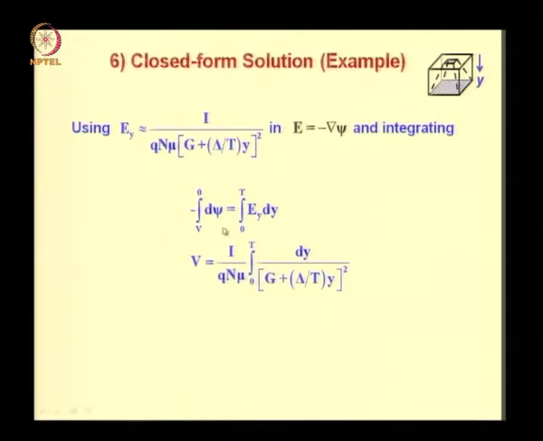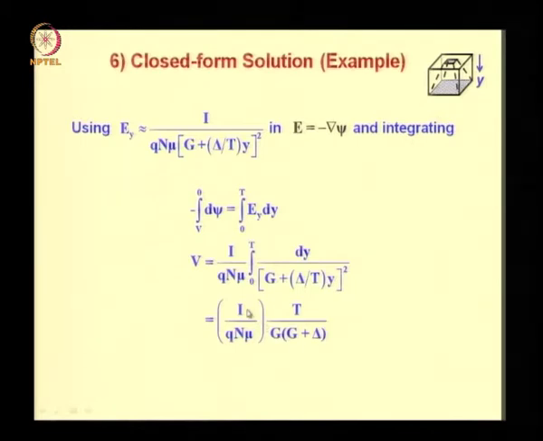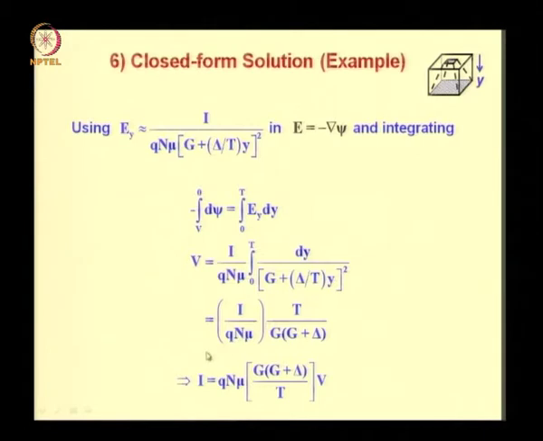So these are constants, so they have come out of the integral, and inside you have dy by g plus delta by t into y the whole square. When you integrate that, you get I by q times n into mu_n, into t by g into g plus delta. So this integral over these limits gives you this result. Consequently, you can rearrange this equation to give I as a function of V. So this is your multiplying constant.